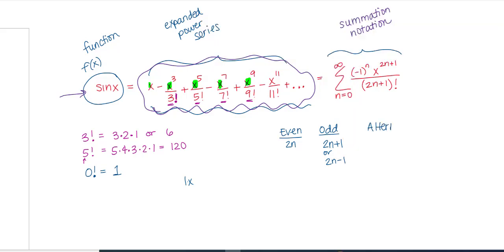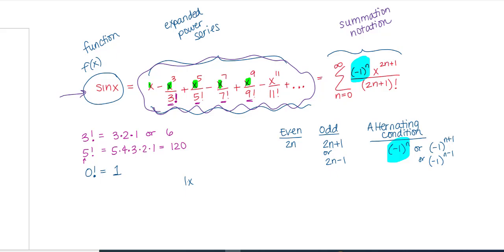Okay, we also have an alternating condition. Again, I'm going to use notation that I hope will help you later on with your series divergence or convergence. This alternating condition, I am going to call negative 1 to the n. We could also represent that as to the n plus 1, or to the n minus 1, depending on what we need. But for our purposes in this sine of x, we have this negative 1 to the n.